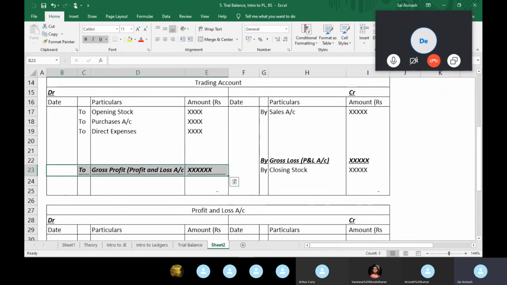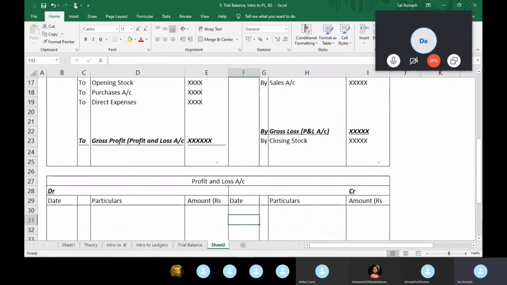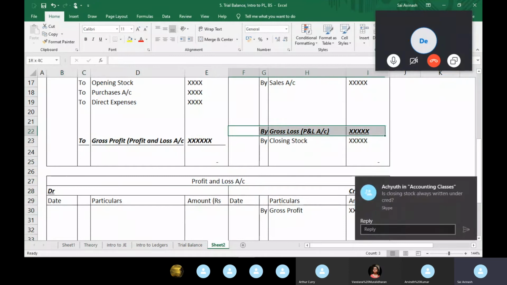I'm debiting the trading account, right? That's what you're doing here. Which means the ledger account called profit and loss account will be credited. And here you will write gross profit. Okay, which will be the same number here as here. Or if you're having a gross loss. Yes, because you're reducing the amount of the equation, right?